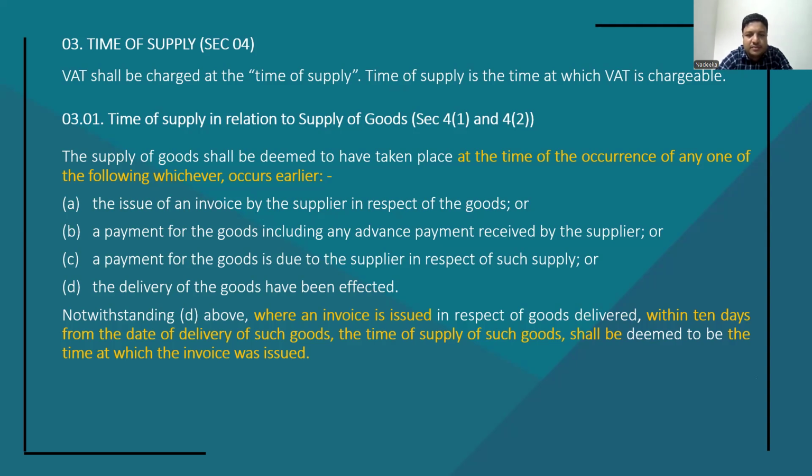However, notwithstanding D above, that's the delivery of the goods, when an invoice is issued in respect of goods delivered within 10 days from the date of delivery of such goods, the time of supply of such goods shall be deemed to be the time at which the invoice was issued. Earlier it said you have to take the activity that happens first. But there's an exception. If you deliver the goods and issue the invoice within 10 days, though you delivered the goods first, you have to take the date of the invoice as the time of supply. This is an exception. Hope that is clear.